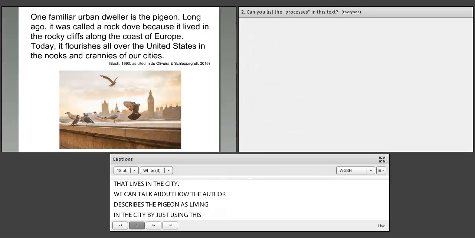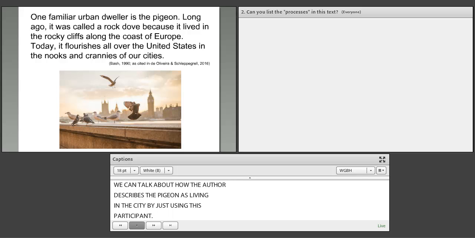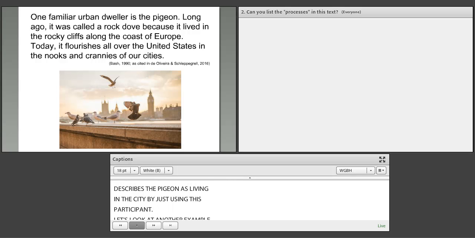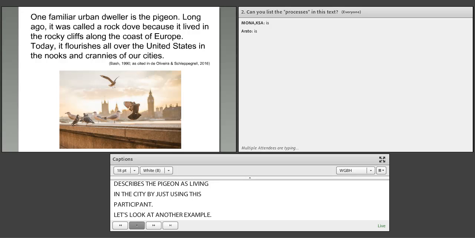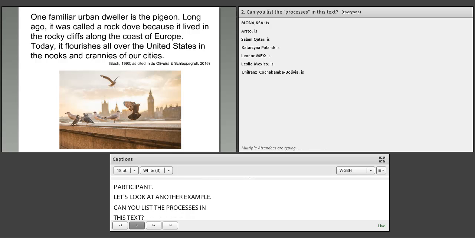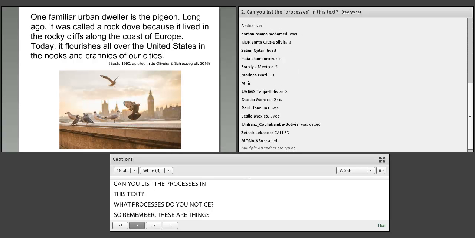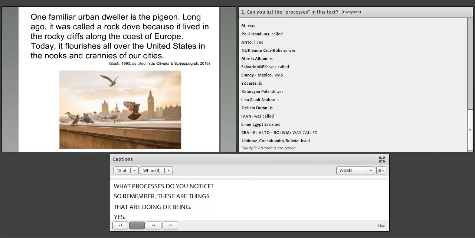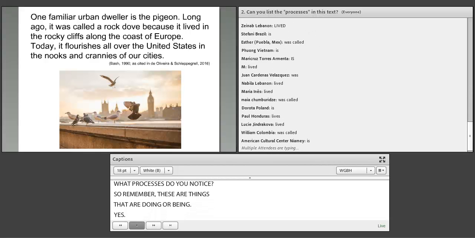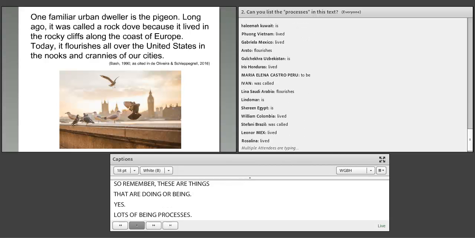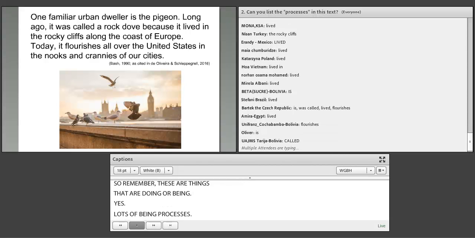Let's look at another example. Can you list the processes in this text? What processes do you notice? So remember, these are things that are doing or being. Yes, lots of being processes. And by being, I mean words like is or was, to be words. Yes, was called. Yes, good.